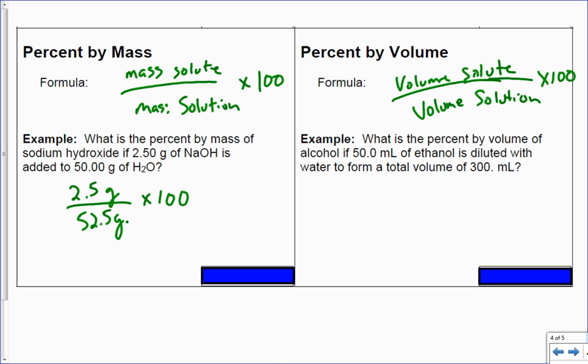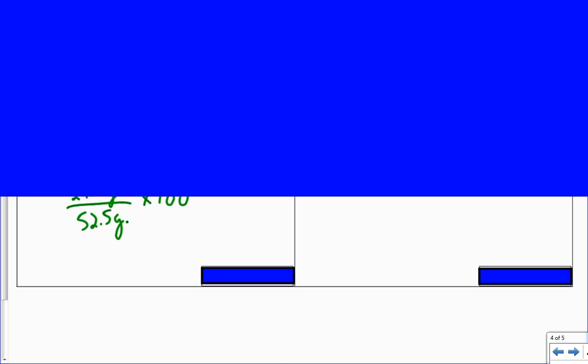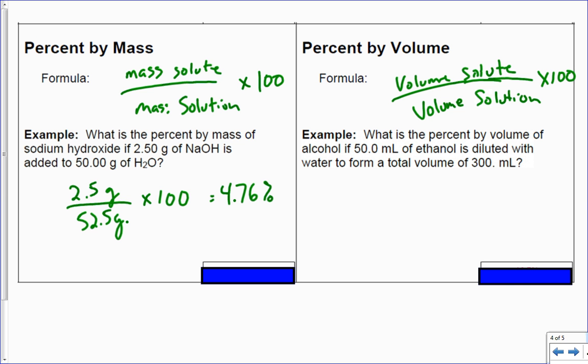4.76%. Let's see what it has here. 4.76%. Mr. Milks is definitely volume of solution and mass of solution, part over whole. Makes sense. All right, so in this case, my part is the 50 milliliters.